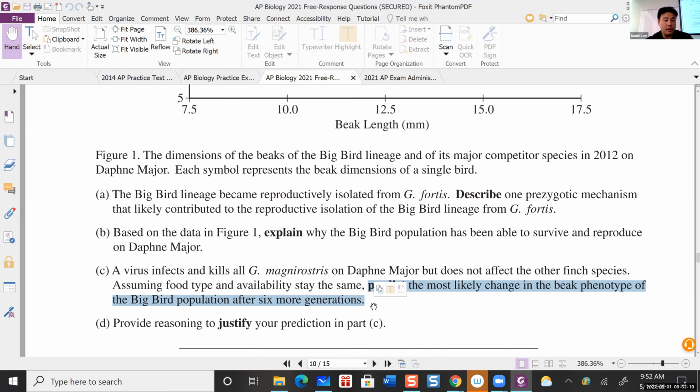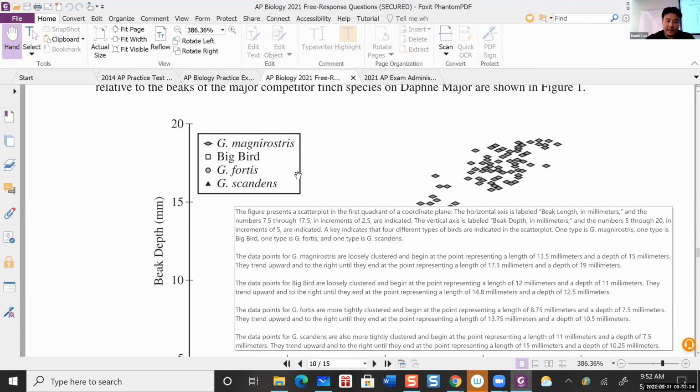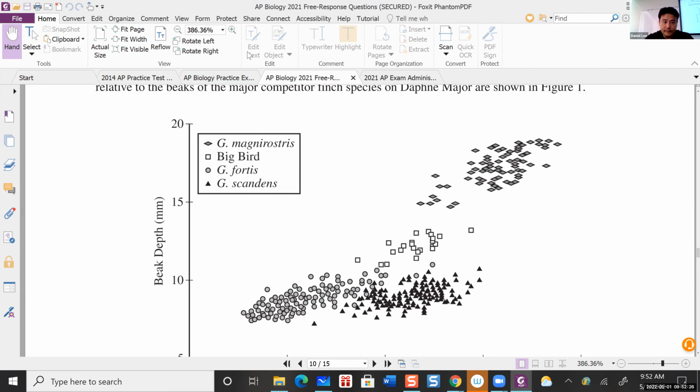So let's look at who the GMs are, right? So here's the GM. I'm looking at the top one. So the GMs are these. So imagine now a virus wiped them out. So pretend they are not there anymore. And the question asks us to predict what will happen to the phenotype of the big birds. How are the big birds affected, right?